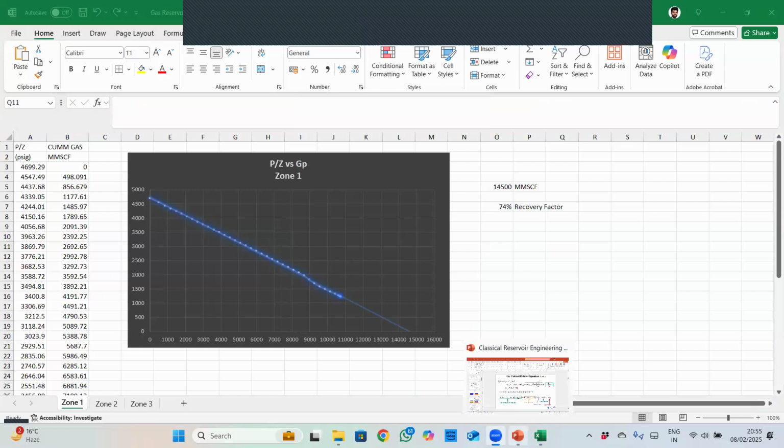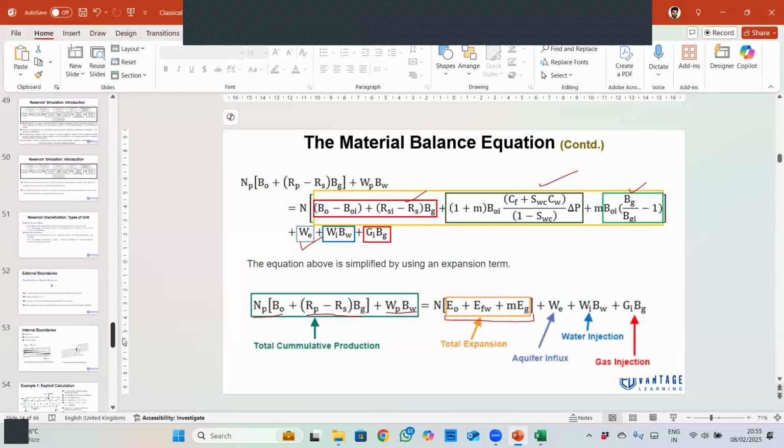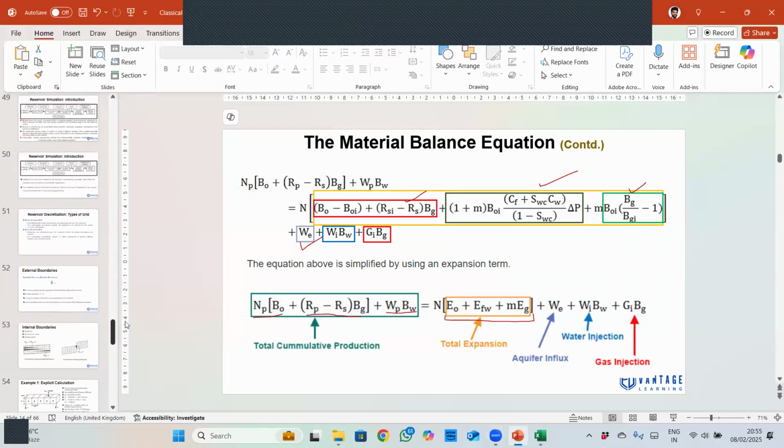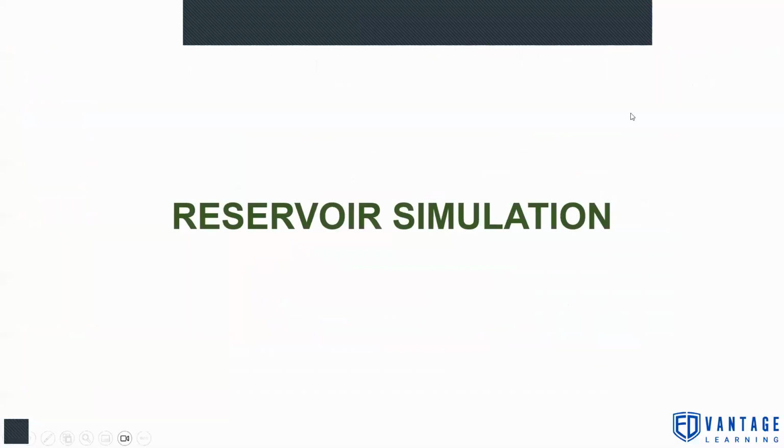Okay, so let's get back to our presentation. So we'll now go to reservoir simulation. So this is also one other classical reservoir engineering approach. Currently, there are several softwares or simulators available to do this, but yeah, we can do it in Excel also.